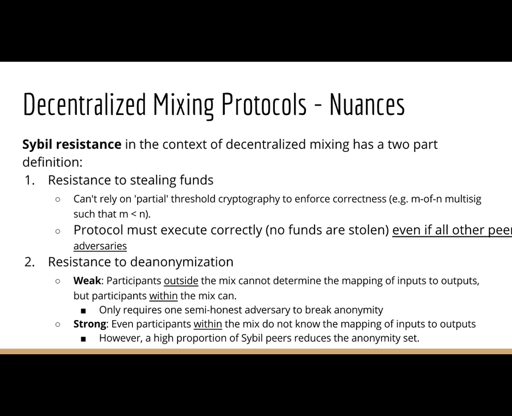So what we want is a strong resistance to de-anonymization, where even participants within the mix do not know the mapping of inputs to outputs. However, if you have a high proportion of Sybil peers within this mix, they can actually reduce the anonymity set. Because, for example, if you have a mixed group of 30 people, and you are 26 of those entities, then you can basically nail down, okay, there are only 4 possible addresses that this input could be mapped to.